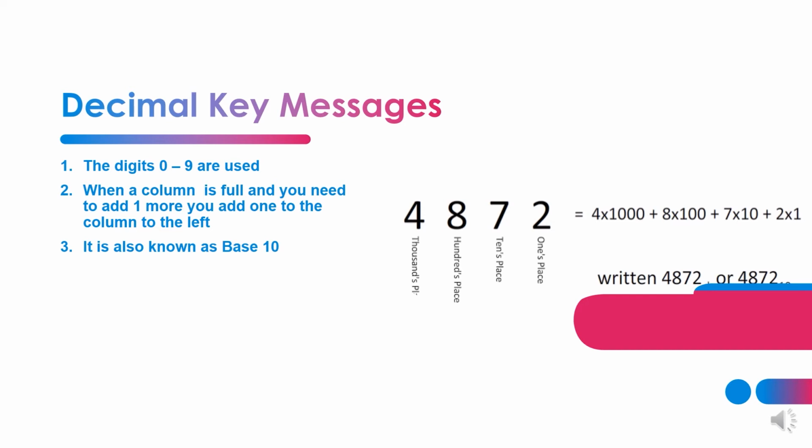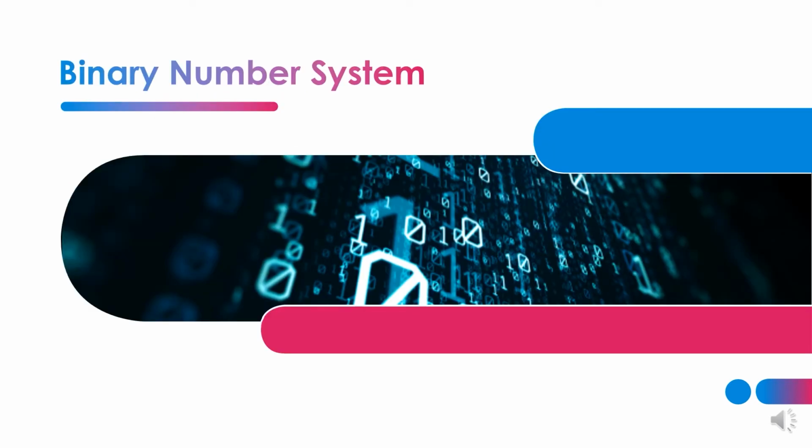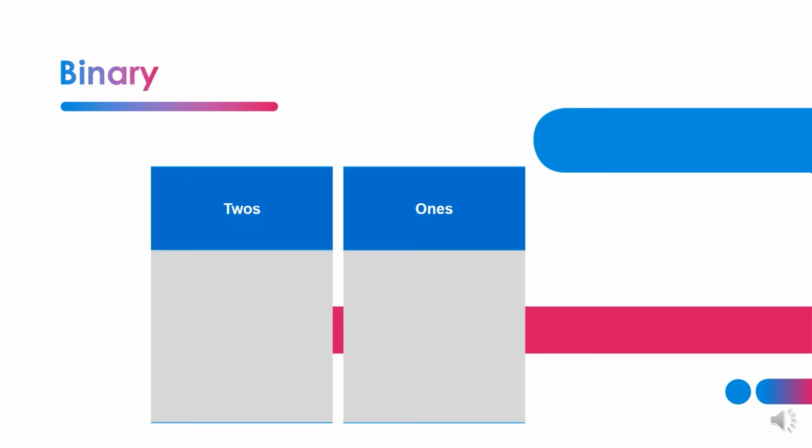So let's move on. The binary number system is very similar to decimal with only one key difference. Instead of the numbers 0 to 9, there are just two digits, 0 and 1. Once again, we start with the ones column, but because we only have the numbers 0 and 1 to work with, when we put a 1 in the column, it's now full. If I want to add a second 1, using the same principle as before, if the column is full, we need to add 1 to the left.